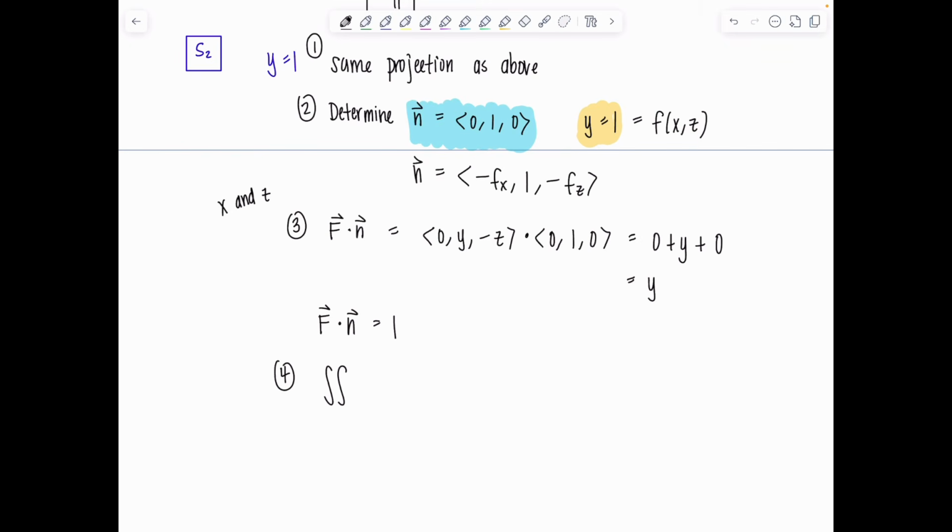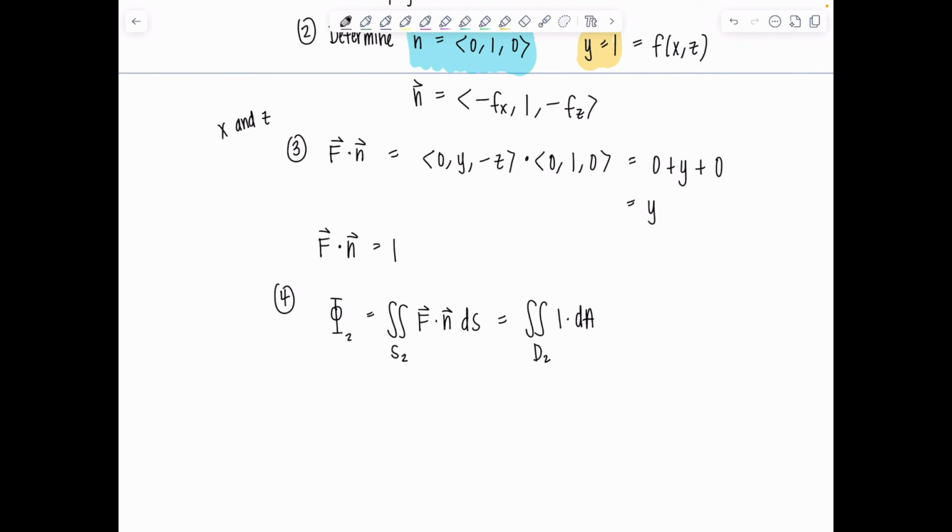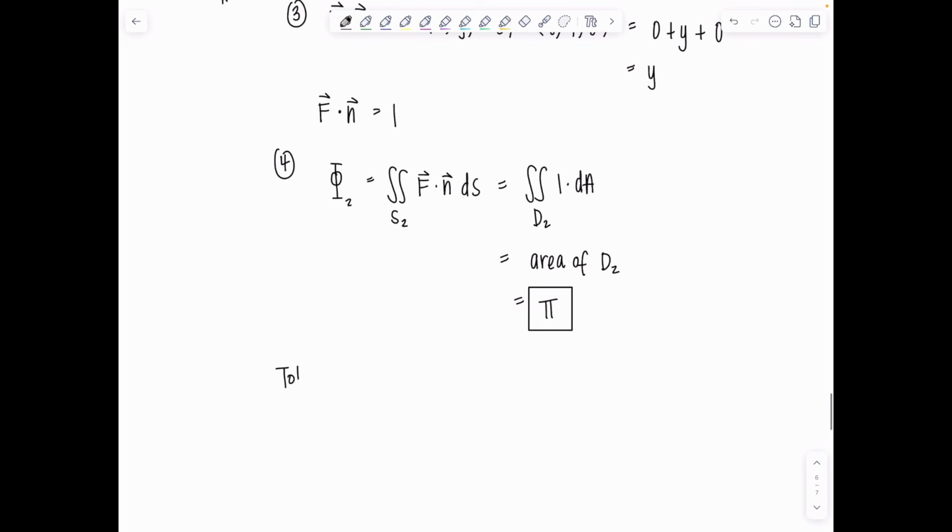This is flux 2. I don't know if it's legit to put a subscript on the flux symbol, but I know you put S2 all the time. F dot n dS. So it's going to be the double integral over D2, which is actually the same as D1, whatever, of 1 dA. So we actually don't even need to set up the integral or evaluate it. If you have double integral dA, that's just the area of D2, which was a circle, radius 1, so it's pi. So the total flux is negative pi from the first surface, positive pi from the second surface, which is 0.